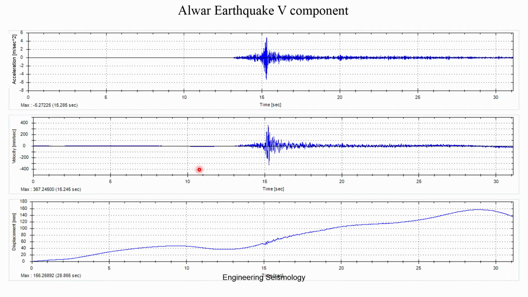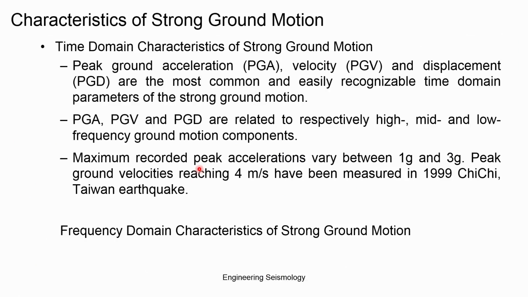So now, you have the recorded earthquake data, which consists of three components: two horizontal and one vertical. Those three components you can again convert into three forms of data: acceleration time history, velocity time history and displacement time history. This is the first preliminary process you carry out. Once you convert all these data, then you can get the data you need for engineering applications.